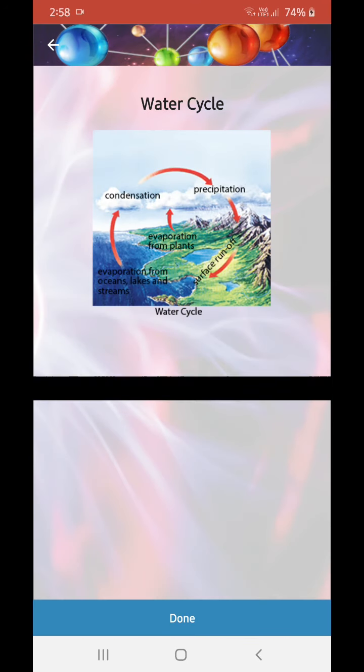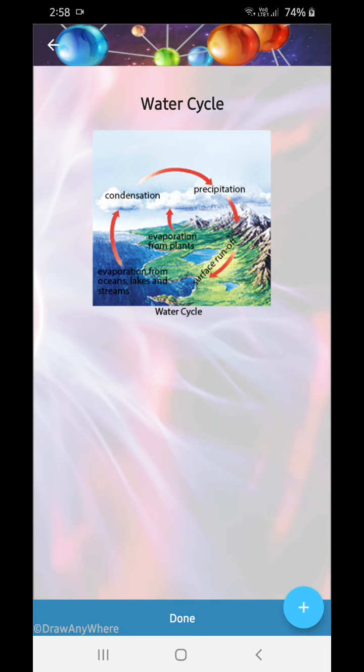Next, water cycle. Just see now. Now this only I wanted to teach you. Evaporation occurs, and then condensation occurs in the cloud, and then rain falls, precipitation. Evaporation from plants is known as transpiration. And then surface water runs off into the ground.